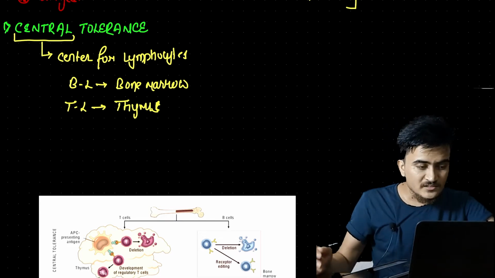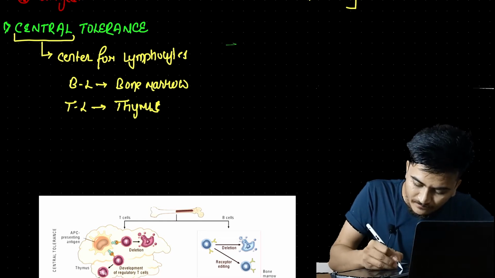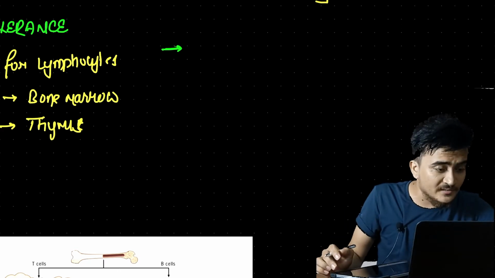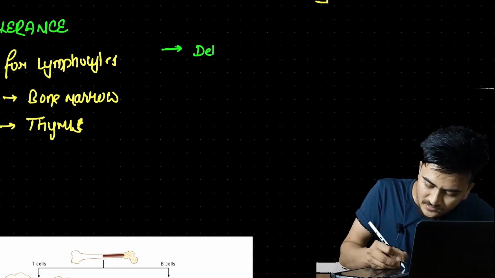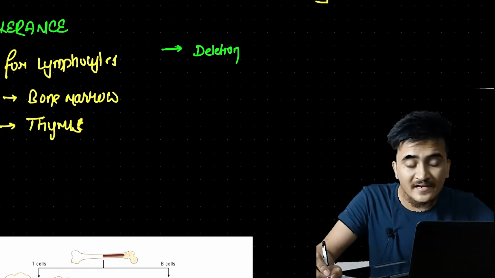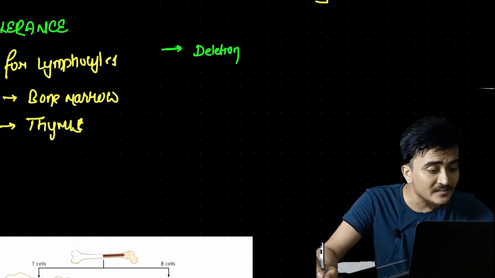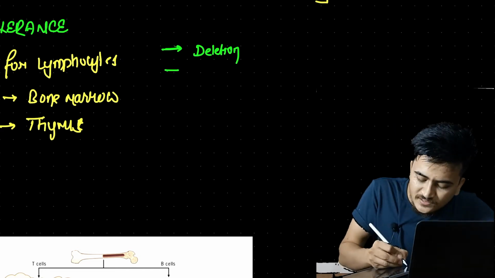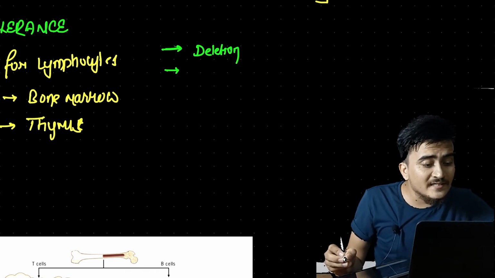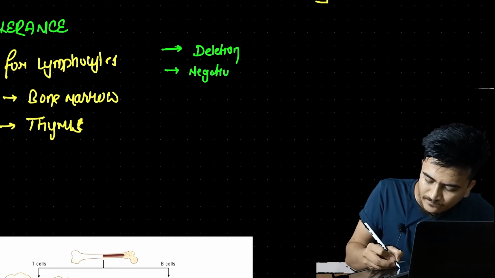The first mechanism is deletion. That means such self-reacting antigens, T cells or B cells will be deleted. And another process by which it will be done is negative selection.